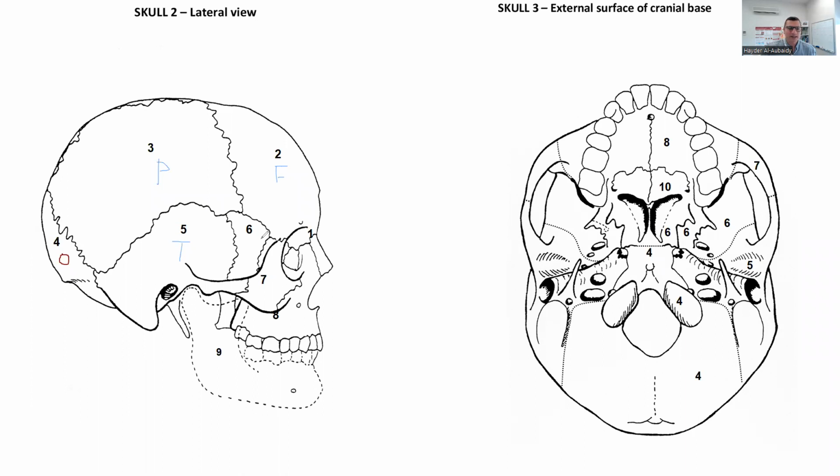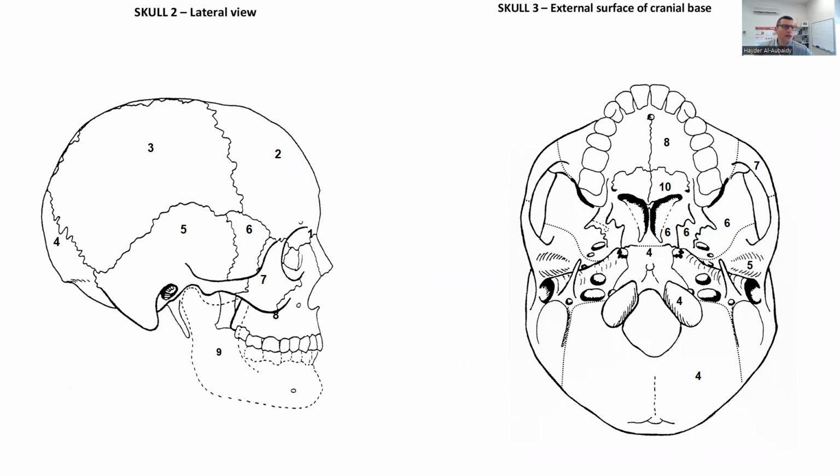How about number 6? Sphenoid. Sorry, can you repeat it? Sphenoid. Yes, thank you. Sphenoid with S, beautiful. And 7, we said it's zygomatic. And 9, it's the mandibular bone. What else? If we look at the inferior view here, number 6, see the sphenoid, how big it is? It's like a spaceship. I'll show you in the next slide.